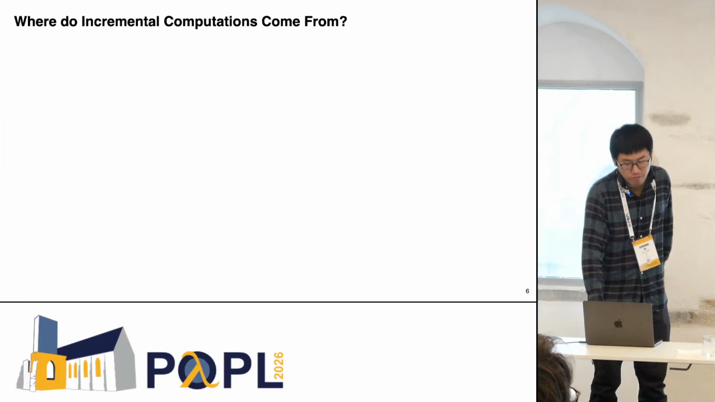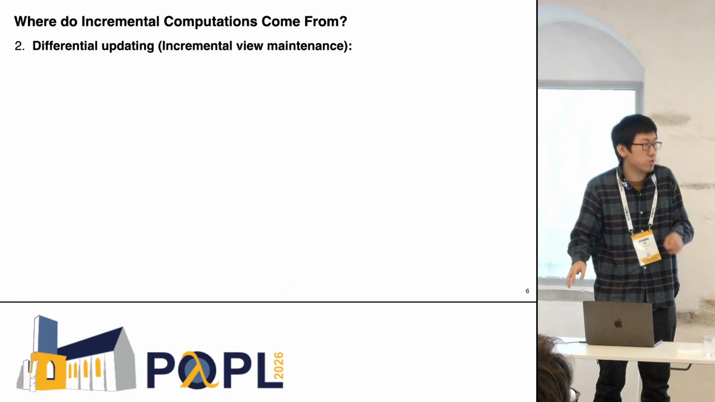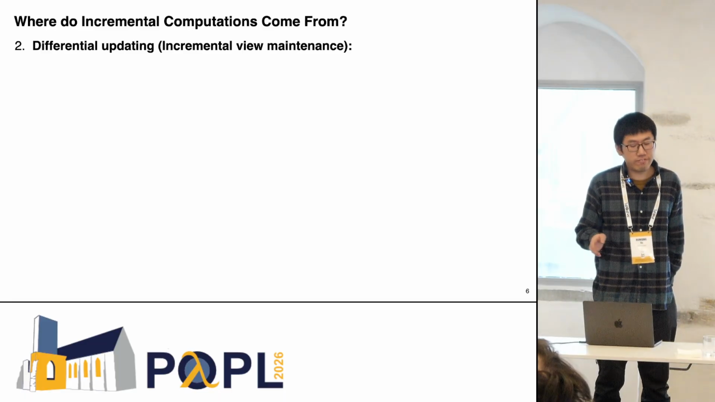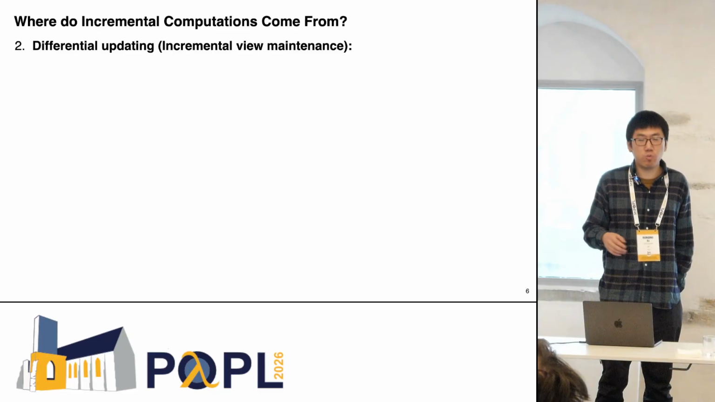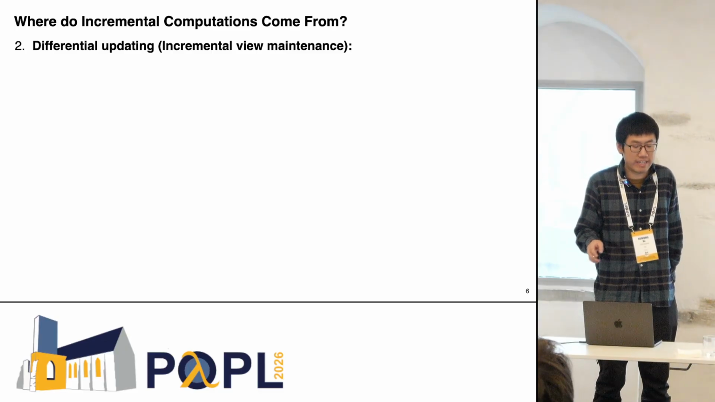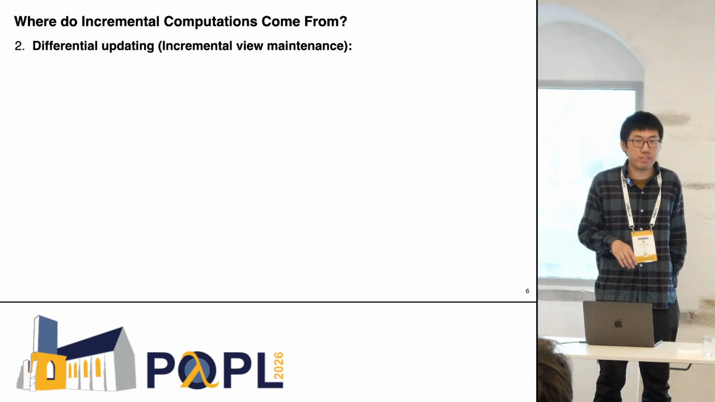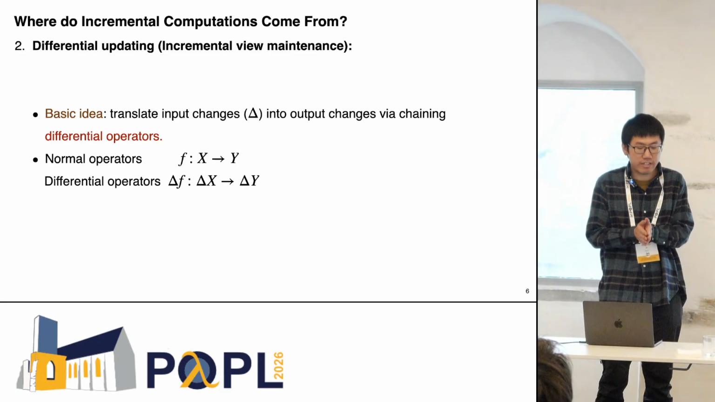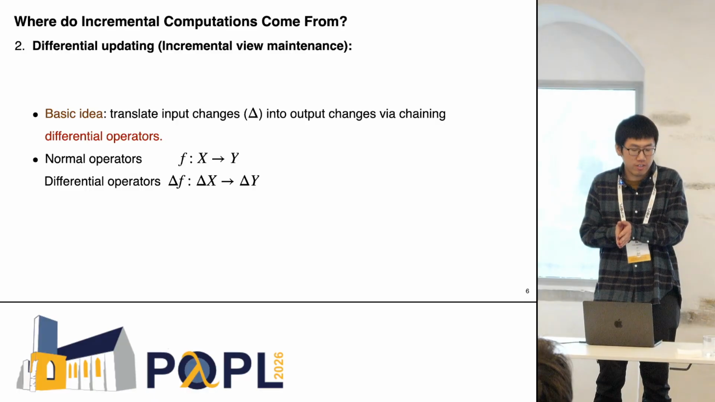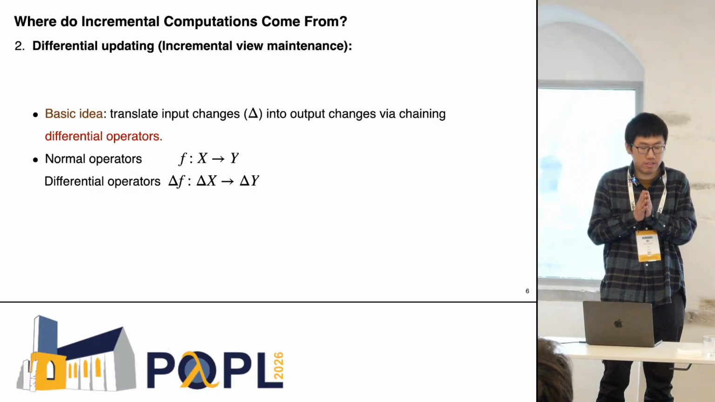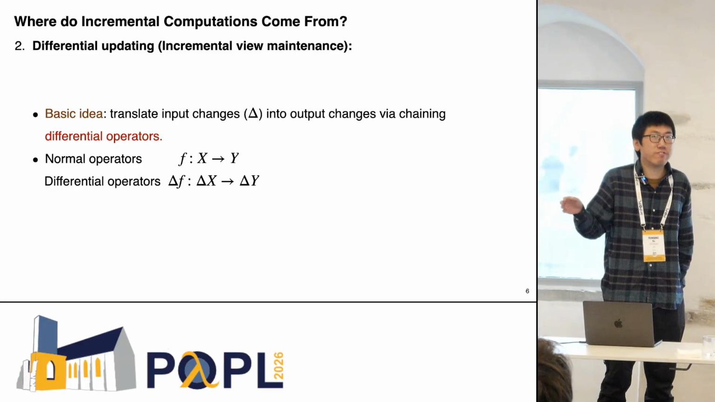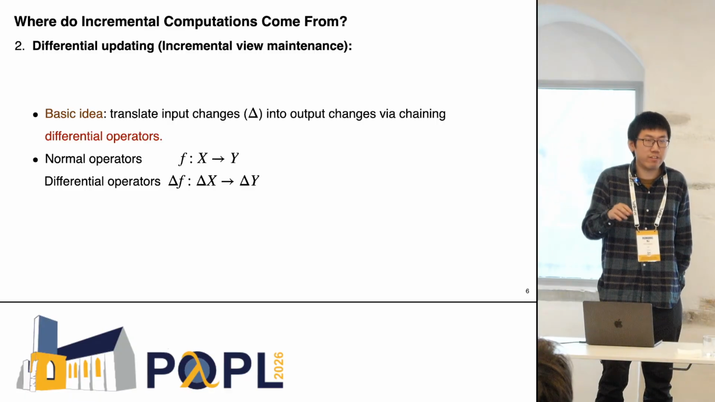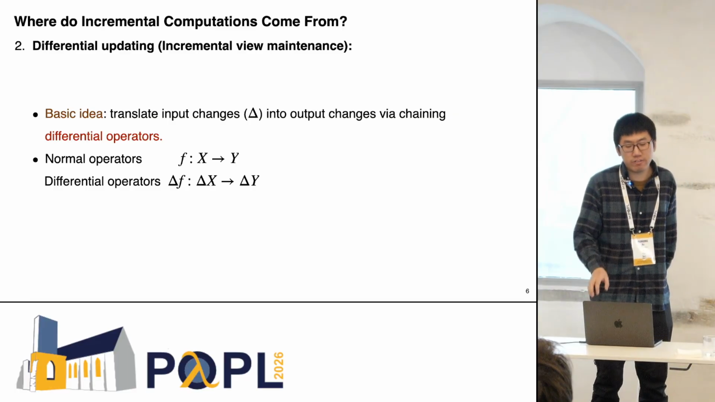To find an answer, let's shift our attention to the second interesting incremental computing approach, which is called differential updating. The representative work in this line is incremental view maintenance, which is the core technique for incrementalizing database queries. The basic idea of differential updating is to utilize change values and build the incremental computation by chaining differential operators together. Differential operators do not map values to values, but value changes to value changes.